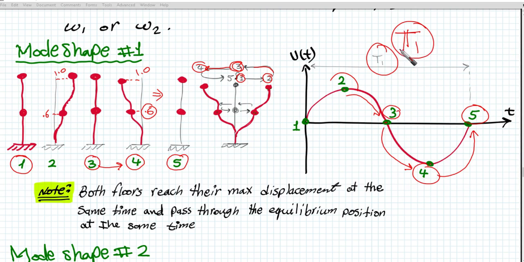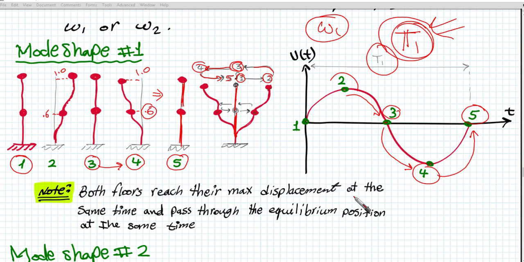This is T1. So we are going to be here again, equilibrium position. So we are going back again to 5. So the system is going to stand still again. Okay. This is mode shape number 1 with the frequency that we were talking about, omega 1. So this shape is going to be repeated over and over again, and it takes time T1 in this case.